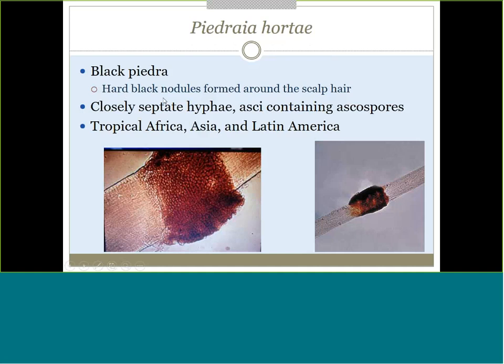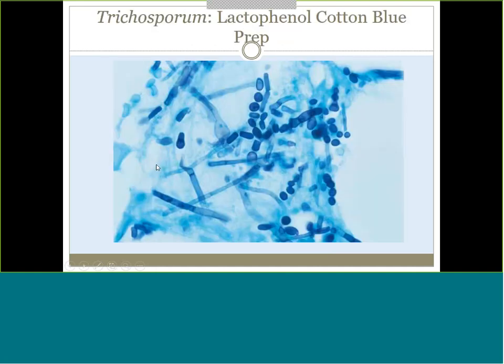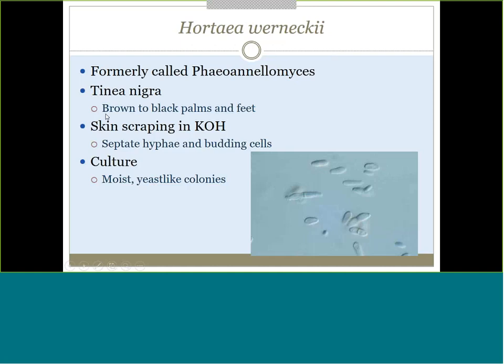All right, piedra forte causes what we call black piedra, which are hard black nodules around the scalp hair. So this is more seen in Africa, Asia, and Latin America. So it's showing you these nodules around the scalp hair close up under the microscope. Trichosporum often causes what we call white piedra on the hair shaft. Again, South America, East, and Pacific. This is showing you Trichosporum under the microscope. You do not need to know this picture here. I would know the Malassezia furfur one, but I would not need to worry about the Trichosporum here. Hortea werneckii is also called Phaeoanulomyces, which causes tinea nigra, which is a brown to black pigmentation on your palms and feet.